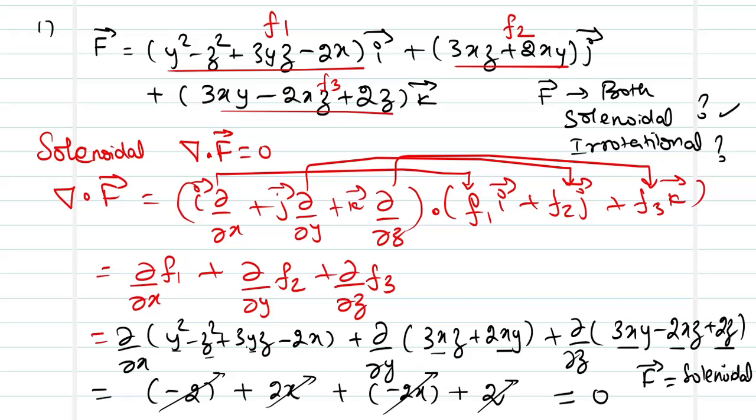What do you mean by an irrotational vector? By irrotational, we mean that our cross product, del cross f vector, must be equal to 0. If it is equal to 0, then the f vector will be called an irrotational vector. So let us go for the cross product.